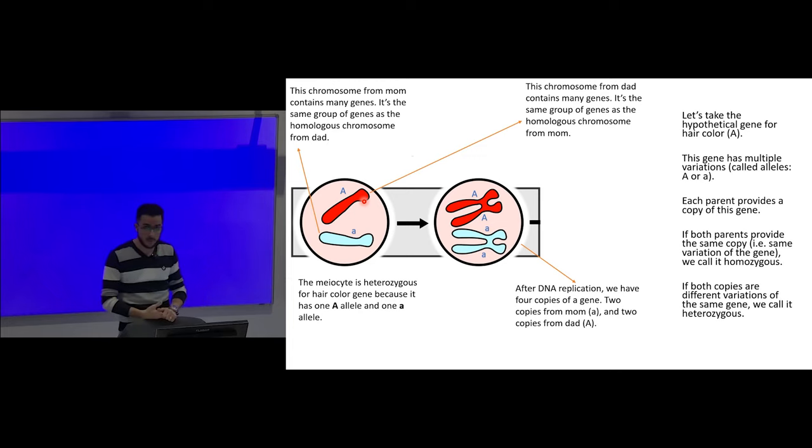Then the replication happens, so you just duplicate the whole thing, and you end up with two big A and two small a. In the case where the parents provide the same copy, so let's say you had two big A's, because mom and dad have the exact same hair color and the same exact allele, then it would be called homozygous dominant. If you had two small a's, so the two variations for blonde hair, for example, you would end up with homozygous recessive. Does that make sense?